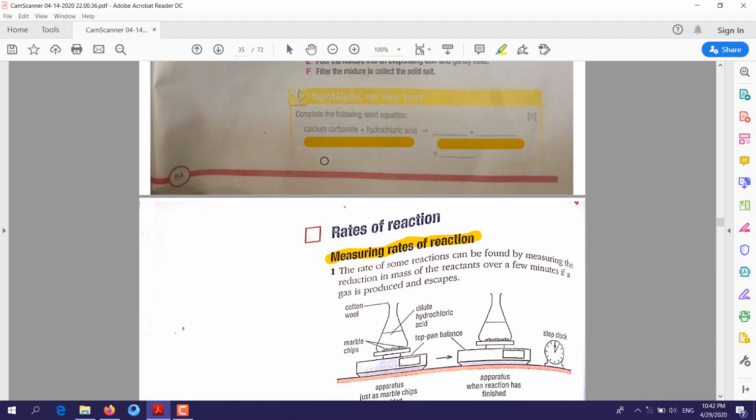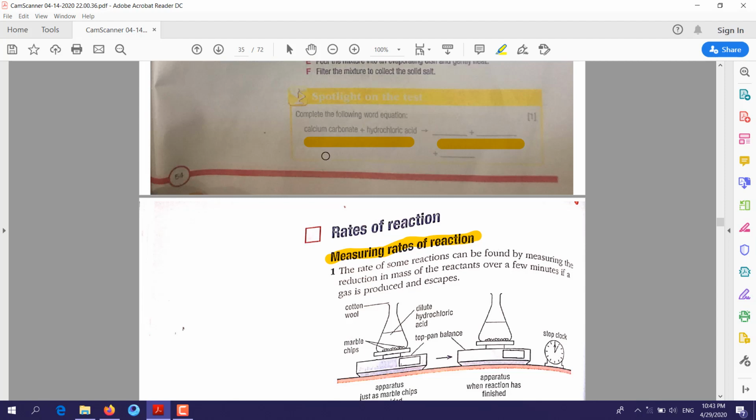Reactants are the substances that react. When these substances react, they produce new substances. The substances here, we call them products. So, how can we measure the rate of reaction? We can measure it in two ways.